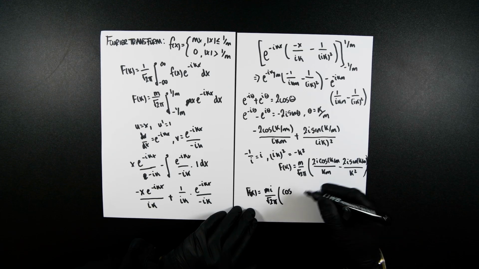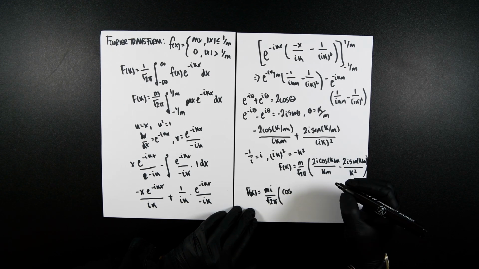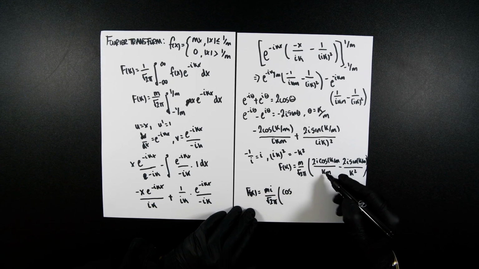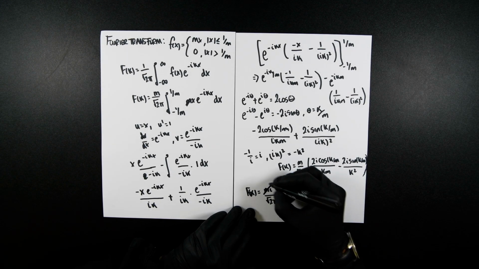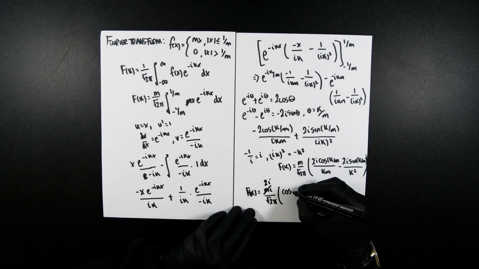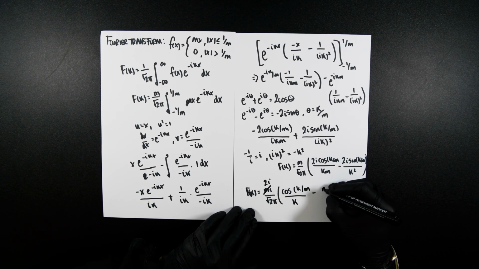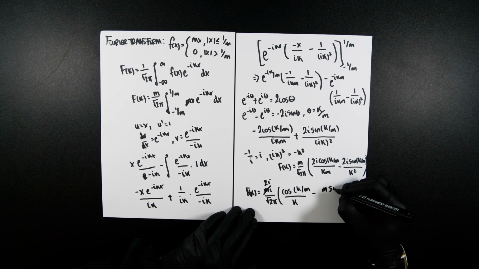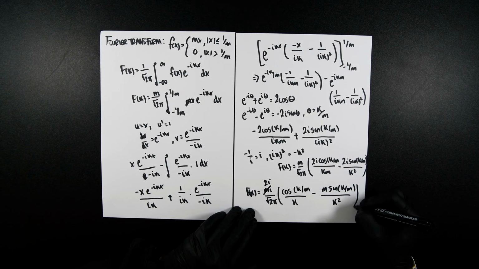cos, oh actually no, I pulled out the 2 as well, didn't I? Yeah. Pulled out the 2i. But actually no, the m's can cancel out as well. Yeah, look, there's an m here, there's an m here. So the m's can cancel, so you're going to get 2i, and I've simplified for m, so you're going to get cos k over m over k, minus m sine k over m over k squared.